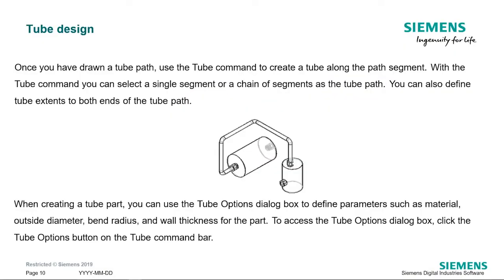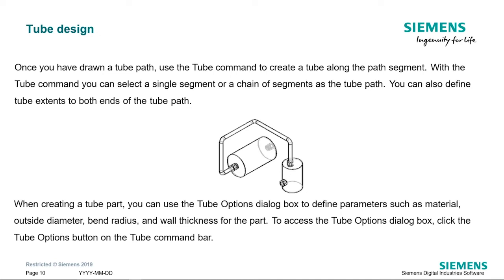So now let's take a look at the tube design. Once you have created a path, which may be either using the sketching commands that we saw, or using the routing path, so once your path for the tube is ready, the next step would be to create a tube. Inside Solid Edge, the workflow is pretty straightforward. You select the specific path that you want, and then you can place a tube exactly on that path.